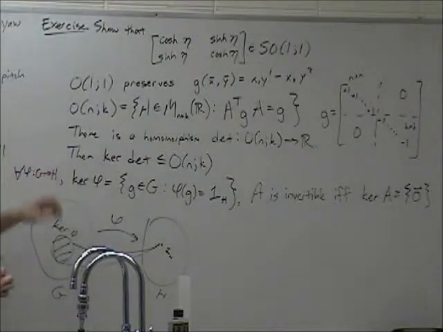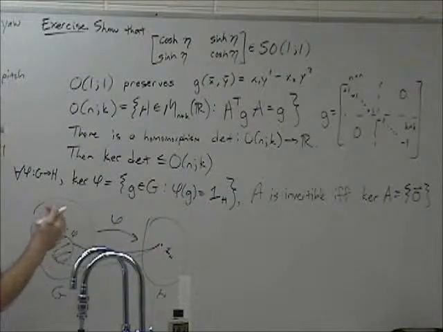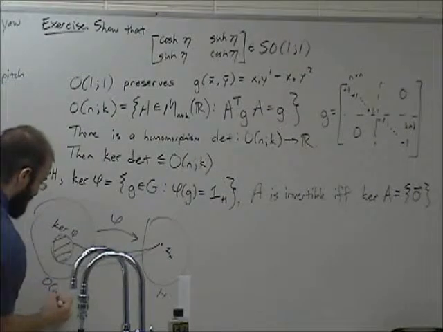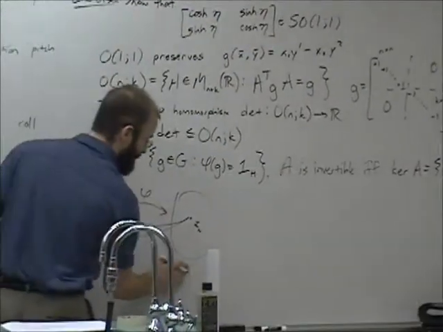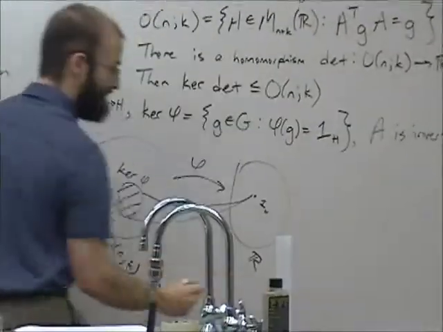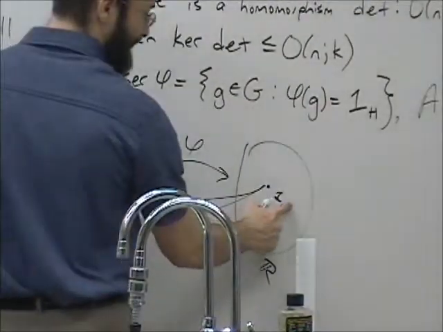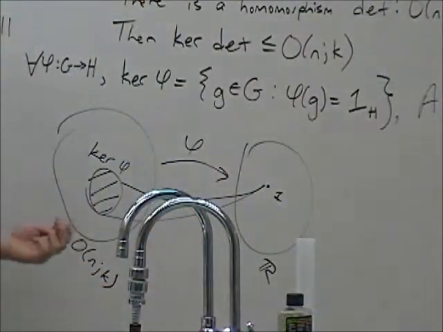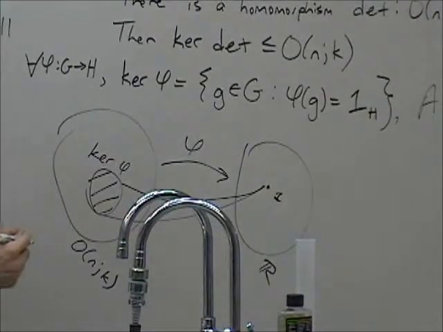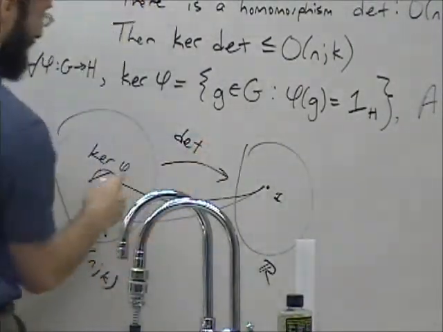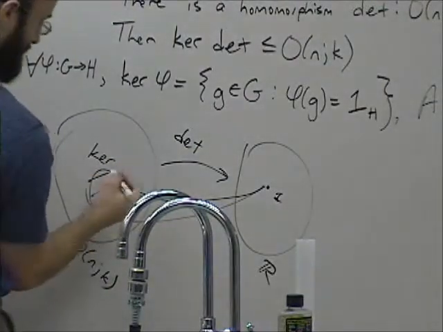Okay, so similarly, now I'm going to switch. My G is going to be O(p,q), the generalized orthogonal group. This is going to be the group of real numbers. The identity over here is just the regular old number 1. And my phi is the determinant map, which takes the determinant of matrices.